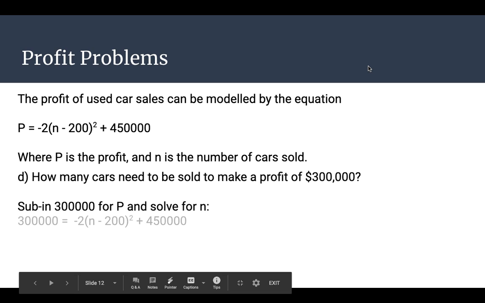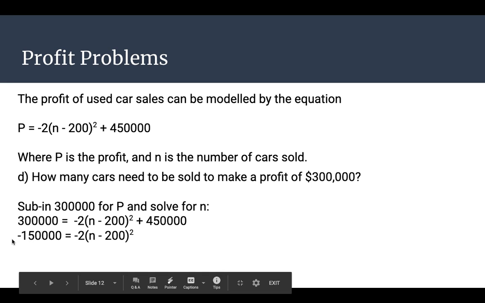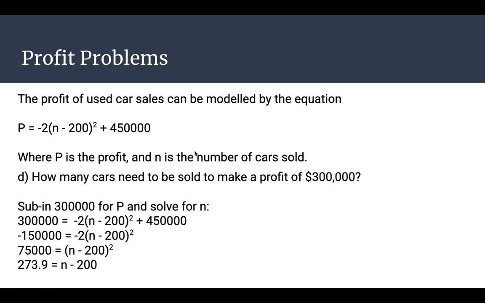So we've plugged in 300,000 into our equation. Now we have to get n by itself. So the first step is to subtract 450,000 from each side, which gives us negative 150,000 on the left. And now the next step is to divide both sides by negative 2. So that gives us 75,000 on the left and (n minus 200) squared on the right. The next thing we have to get rid of is the squared. So we're going to square root both sides. So on the left, we get 273.9 equals n minus 200. To get rid of that 200, we need to add 200 to both sides.